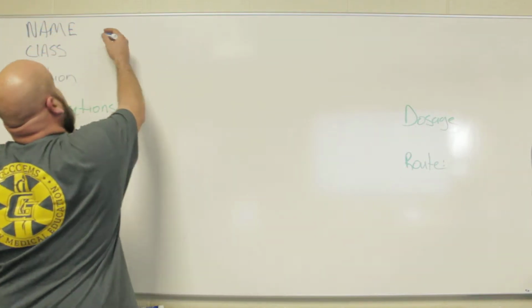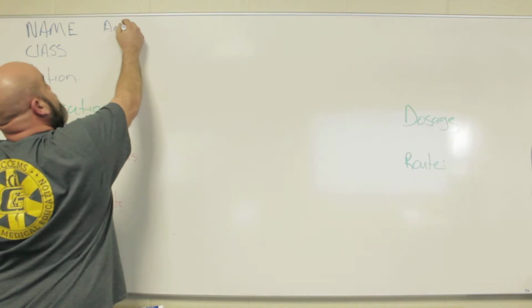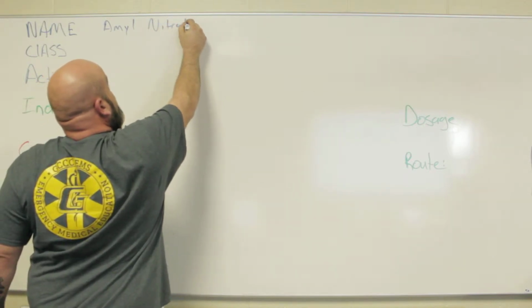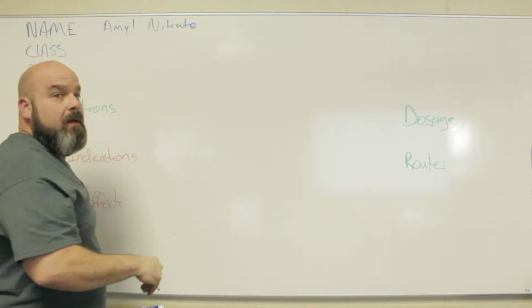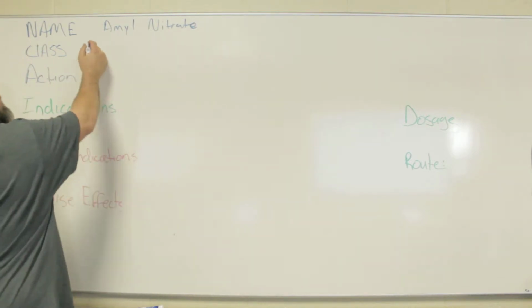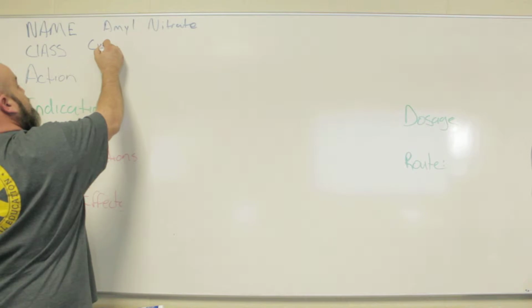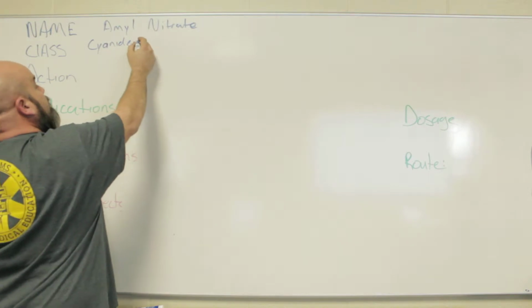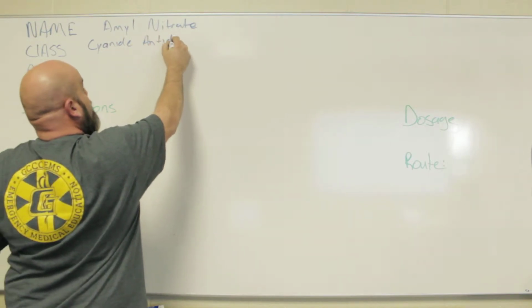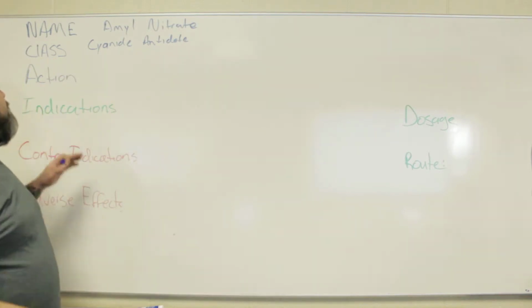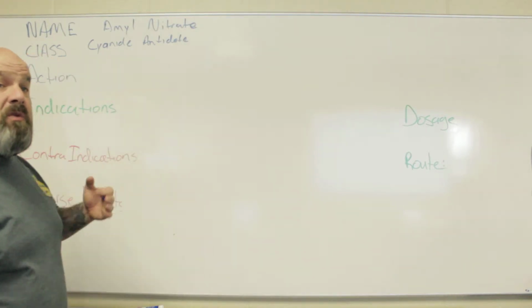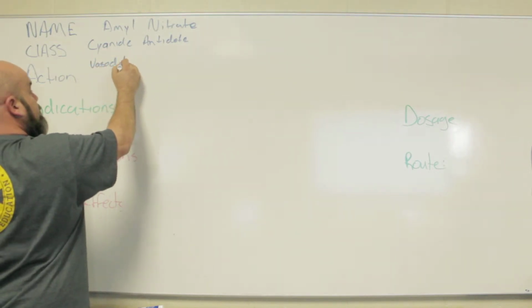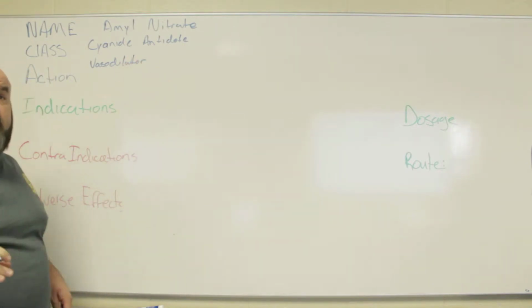Okay, amyl nitrate. Amyl nitrate is a cyanide antidote. Okay, so now this is kind of a long action description. It is a vasodilator.